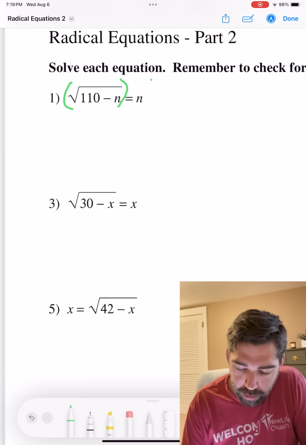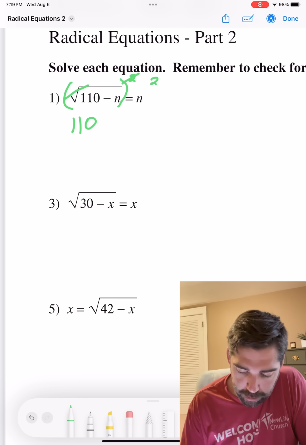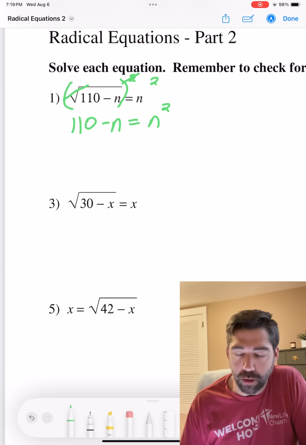All right, we got part 2 to our radical equations. We're going to square both sides. So I'm squaring both sides. Still getting rid of this radical, right? Radicand? No, just kidding. All right, terrible joke. Terrible math joke. Don't worry about me. Equals n squared. Ooh, interesting.